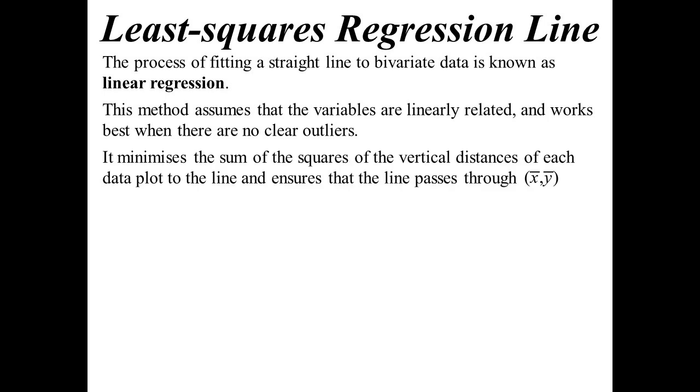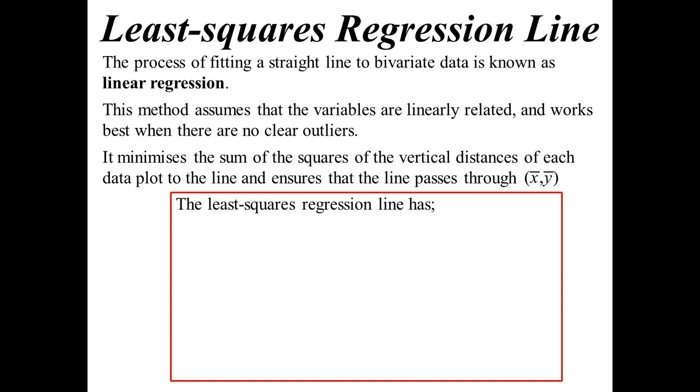What it does, it minimizes the vertical distances. So some points will be above our line, some points will be below our line. But the sum of all the squares of the distances, we want that to be as small as possible. And we also want to make sure it passes through the point of the two averages. So whatever the average of x is and whatever the average of y is, plot that point. We want it to go through that point.